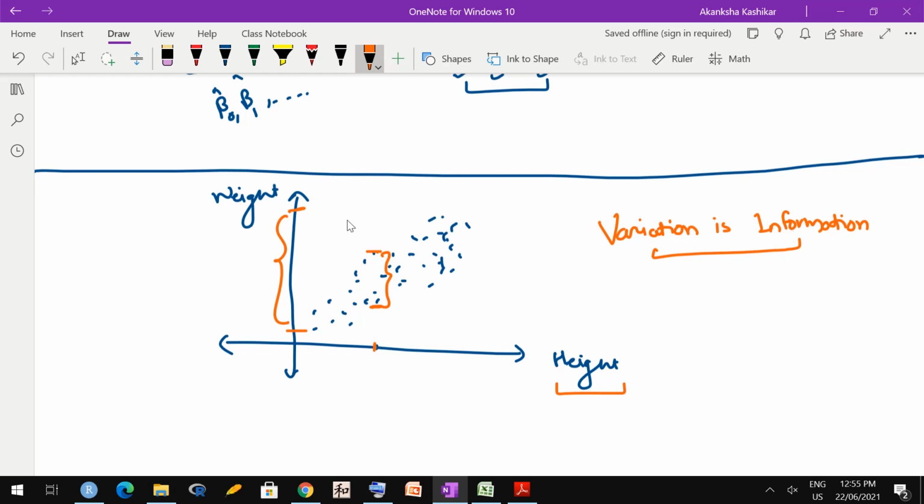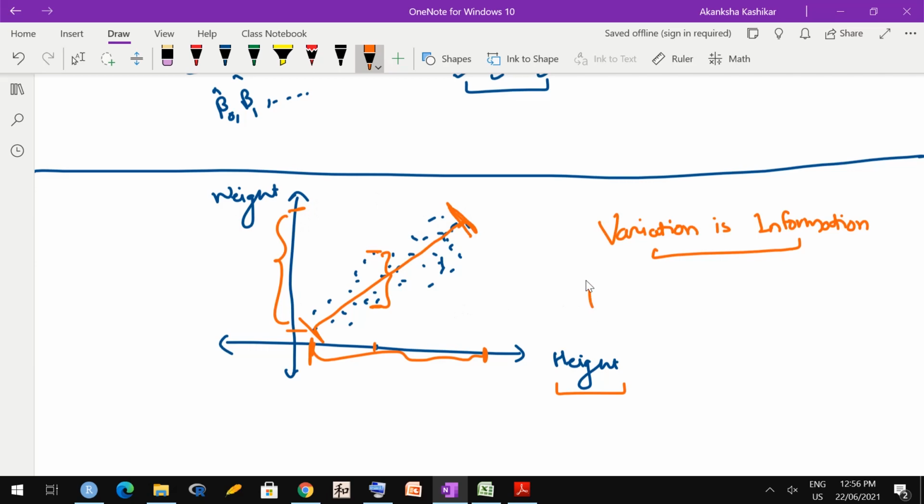Okay. Hence, the key principle in statistics and specifically in principal component analysis is variation is information. Now, how am I going to talk about that? See, range for weight is this. Range for height is roughly this. Okay. But now, if I consider spread in this direction, then this spread is maximum. Length of this spread is maximum.